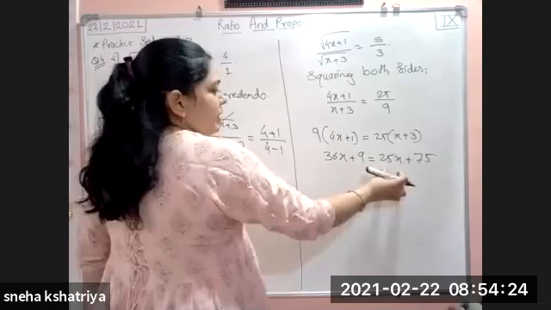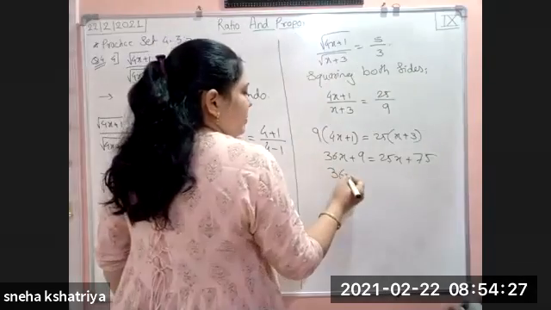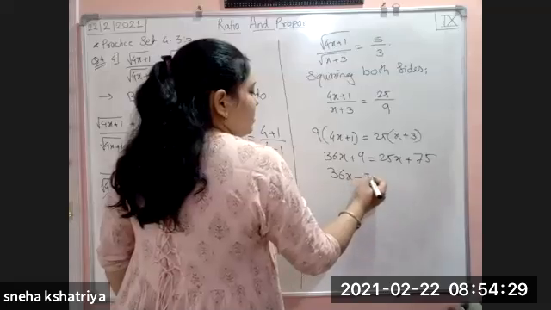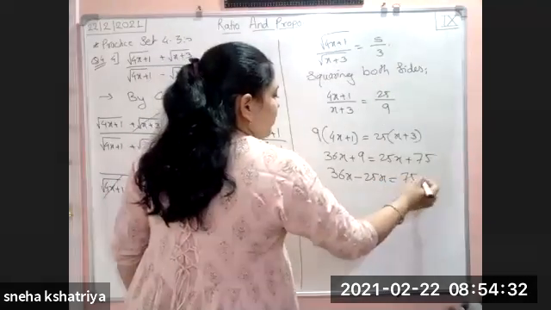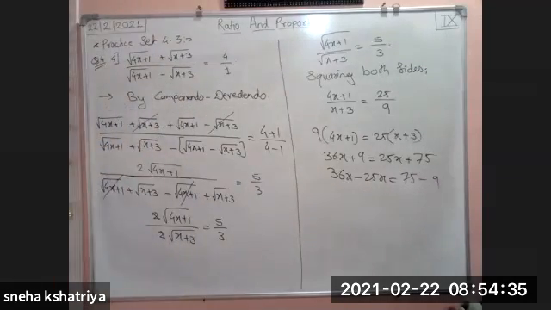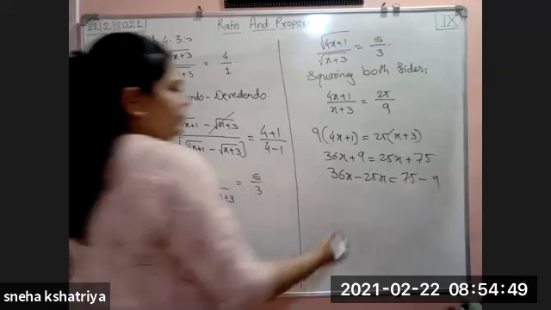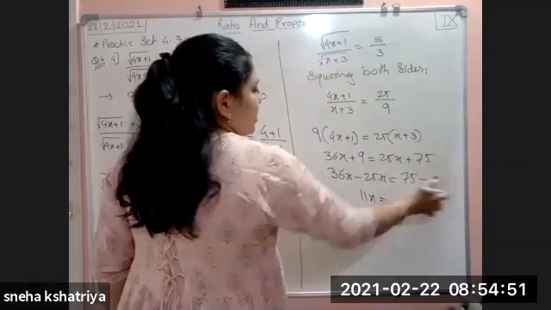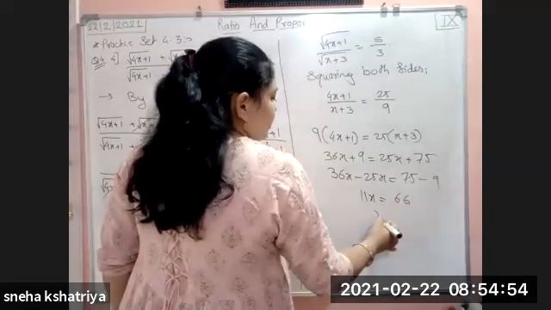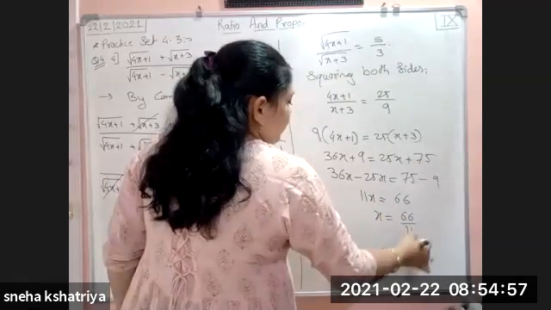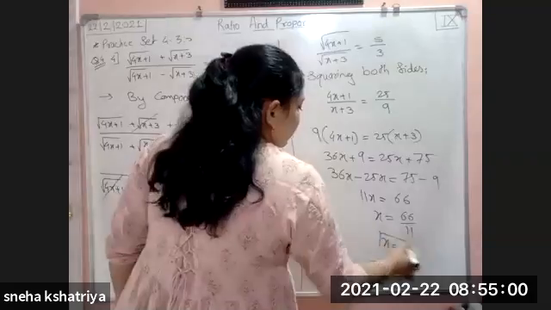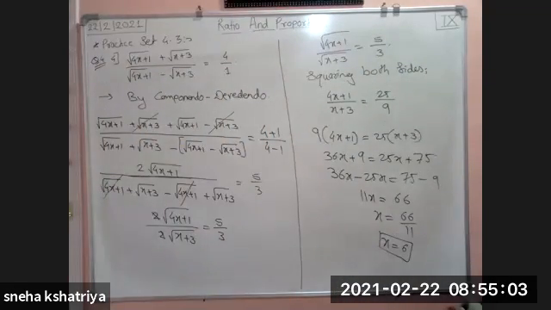Here is 36x, bring 25x here. So this will become 36x minus 25x, which is equal to 75 minus 9. Bring x terms on one side and constants on the other side. Now solve this. 36x minus 25x is 11x, which is equal to 75 minus 9, it is 66. So x is equal to 66 upon 11, so the value of x is equal to 6.